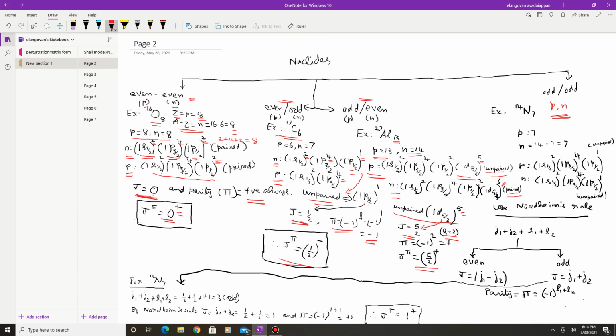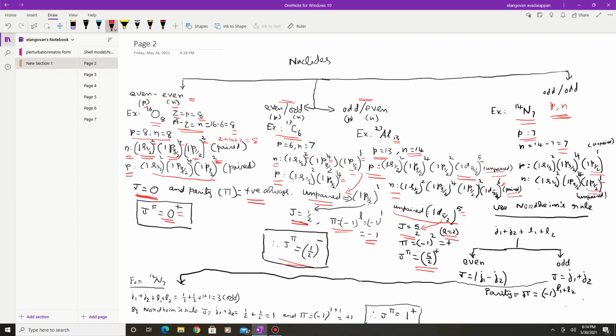Now for nitrogen-14, this is important. The proton number is 7, and the neutron number is also 7. So write down the level sequence: 1s1/2 2, 1p3/2 4, 1p1/2 1. So this is the unpaired level. For the neutron also, the last one is 1p1/2 1.